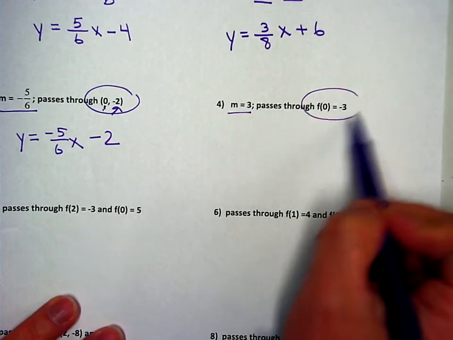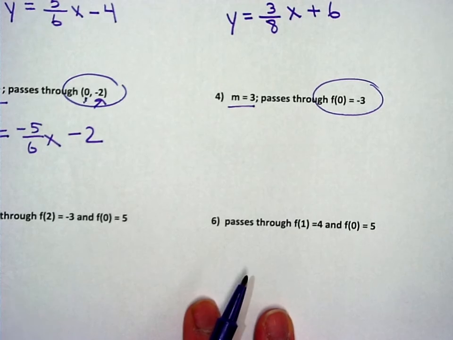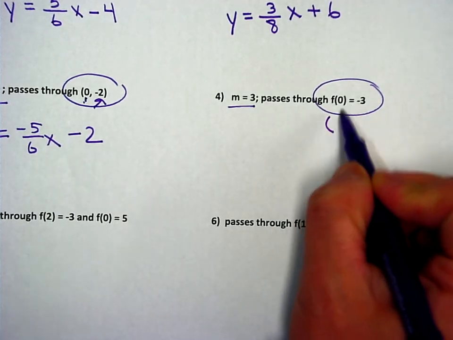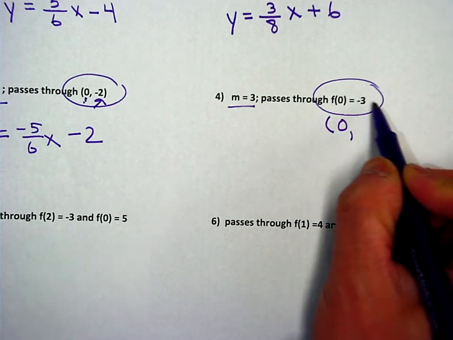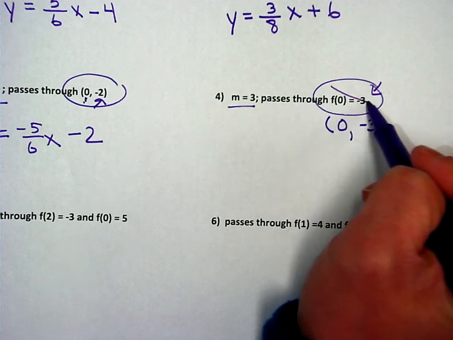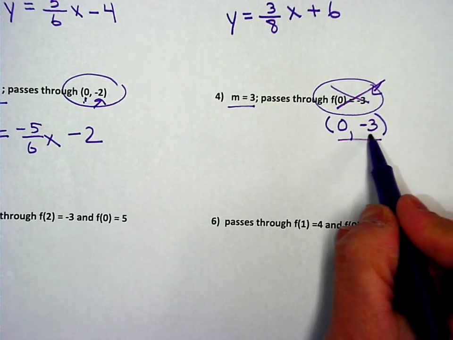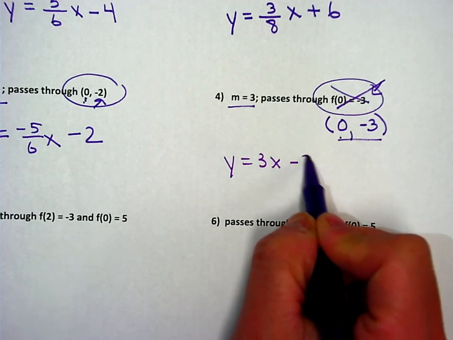Okay, number 4, you're given the slope. Now notice this is written in function notation. And remember we talked from last chapter about the number inside the parentheses is your x, or what you put in. The -3 is what you get out, so that's really your y. So if you want, I would rewrite this problem like this. Notice again, this is your y-intercept because the x-coordinate is 0, so y equals 3x minus 3.